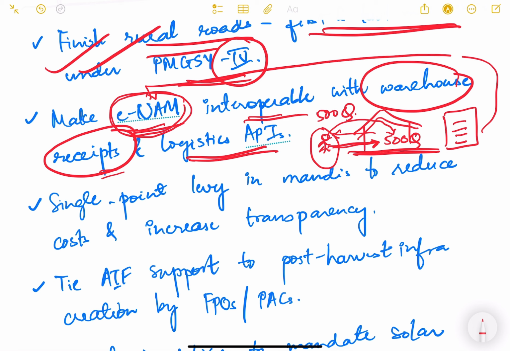And then that purchaser can say that okay, I'll purchase this. So the money gets transferred in the account of this farmer, and now this 500 quintal warehouse receipt gets transferred in the name of that purchaser. So the physical movement is not required. The material will still be in this warehouse, only the ownership, which was previously with this farmer, now goes to that purchaser. Okay, so this interoperability with warehouse receipts and logistics API, this system can be done. It will be a big revolution in this particular area.